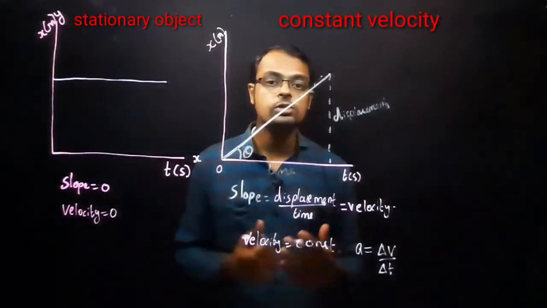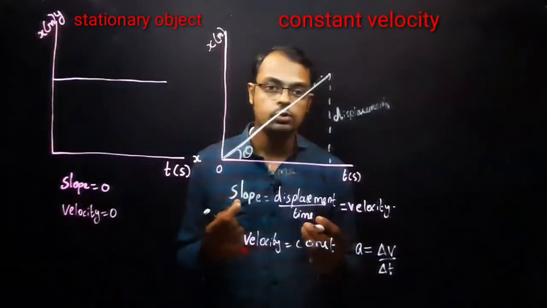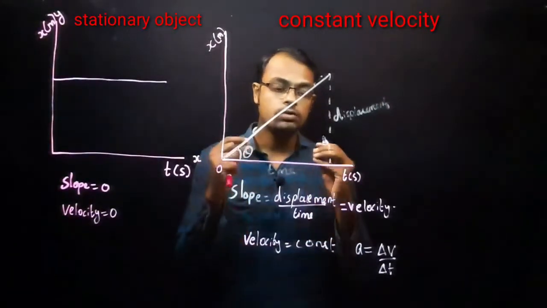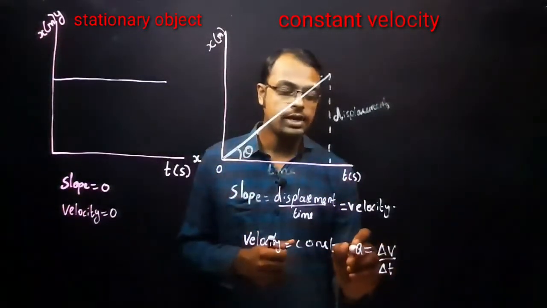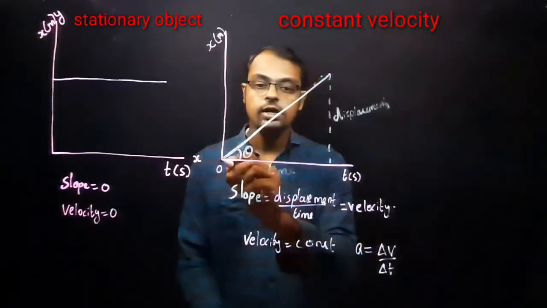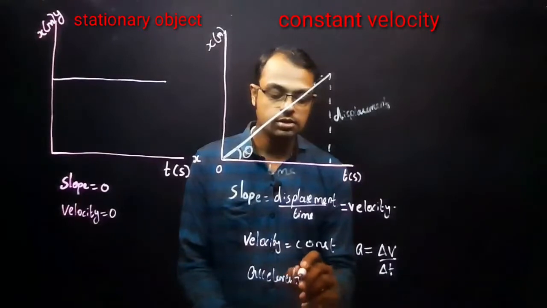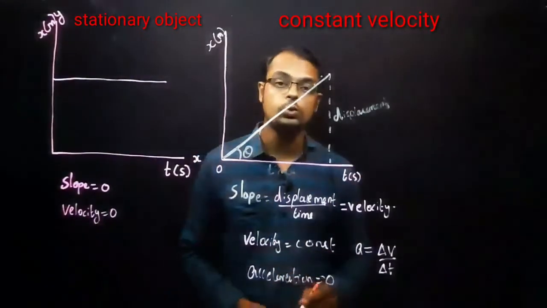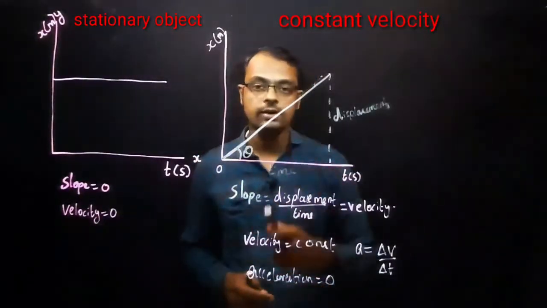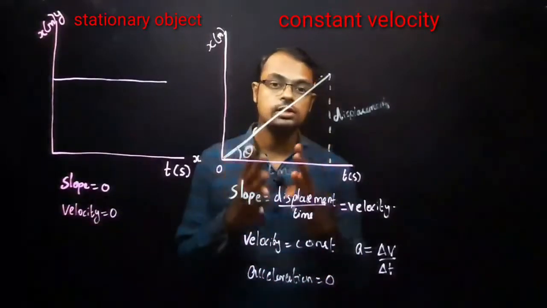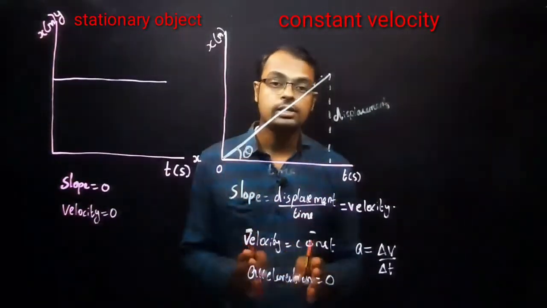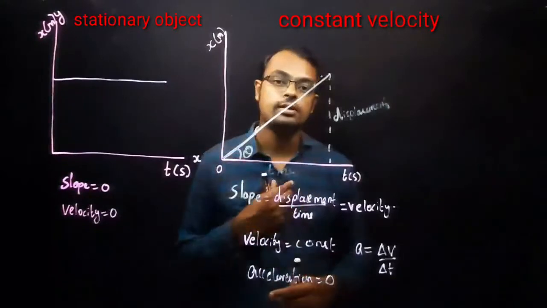Here the velocity is constant, right? There is no separate final velocity and initial velocity. All the velocities are the same. So the acceleration is equal to 0. So if it is a straight line graph, we can write acceleration is equal to 0. So this is a graph representing a body moving with a constant velocity, and at the same time acceleration is equal to 0, a straight line graph.